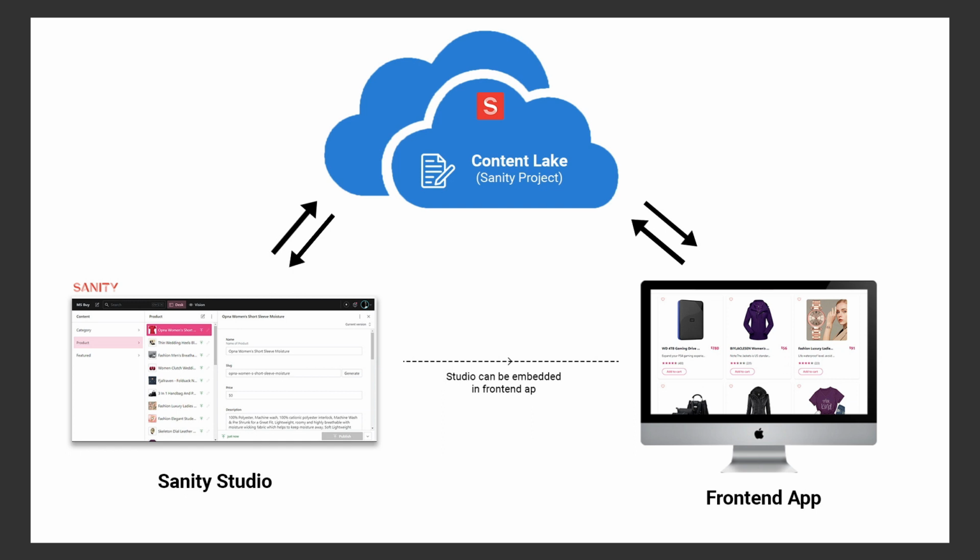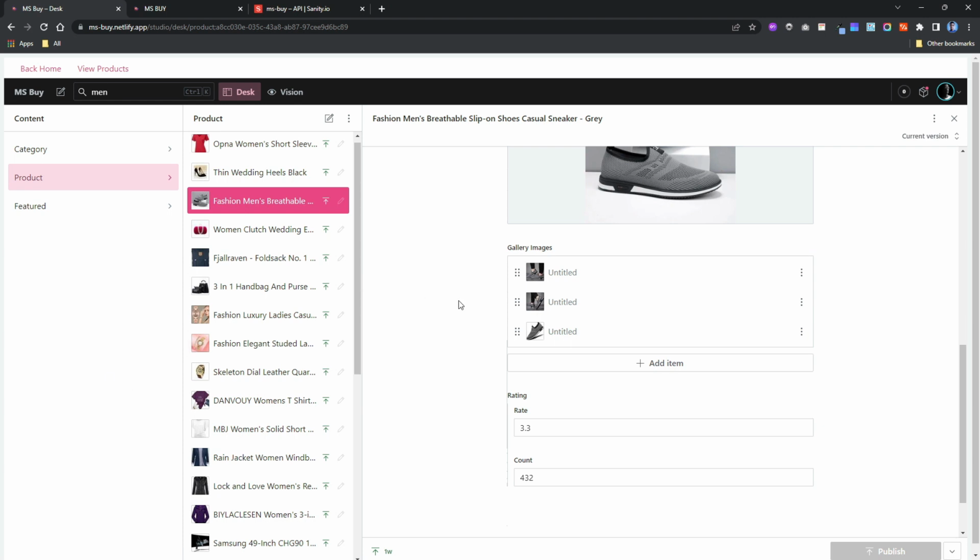One of the cool features I really like about Sanity version 3 is the ability to embed your studio in your application. So that is exactly what I was showing you. The studio right here is not published separately. You could publish your studio separately on Vercel or Netlify or wherever you want. You could also embed it in your projects. For example, this one is embedded in the MS by project I am creating.